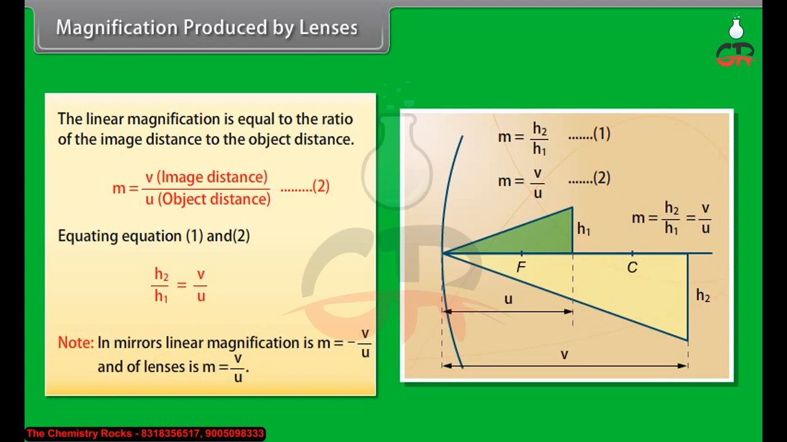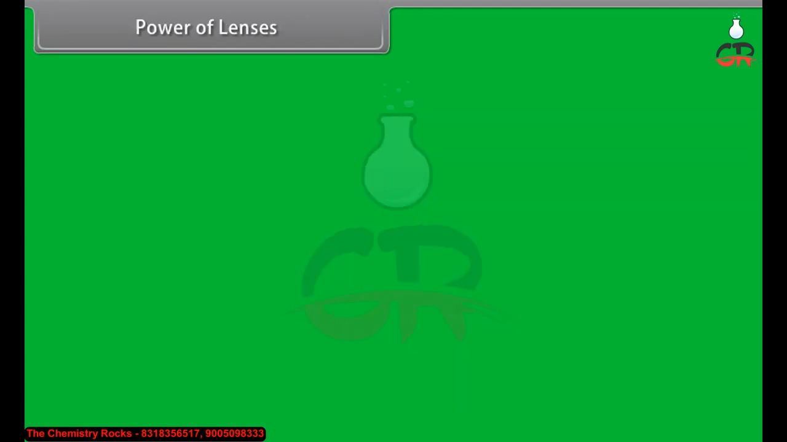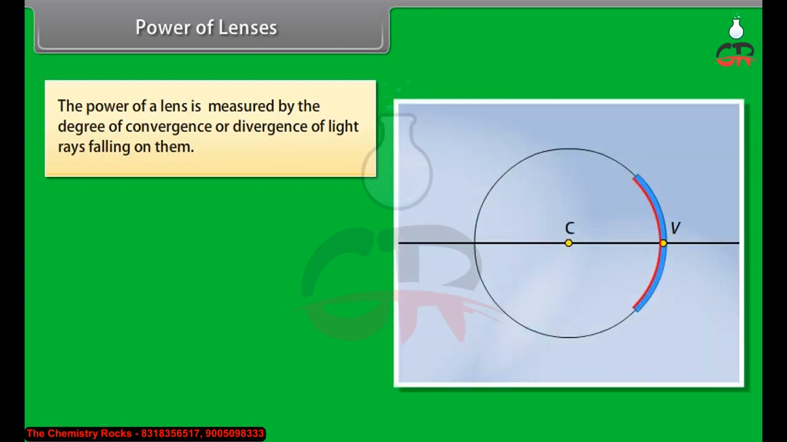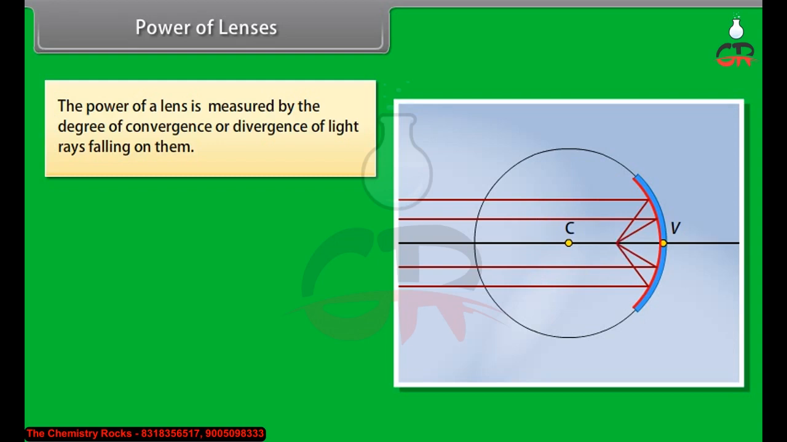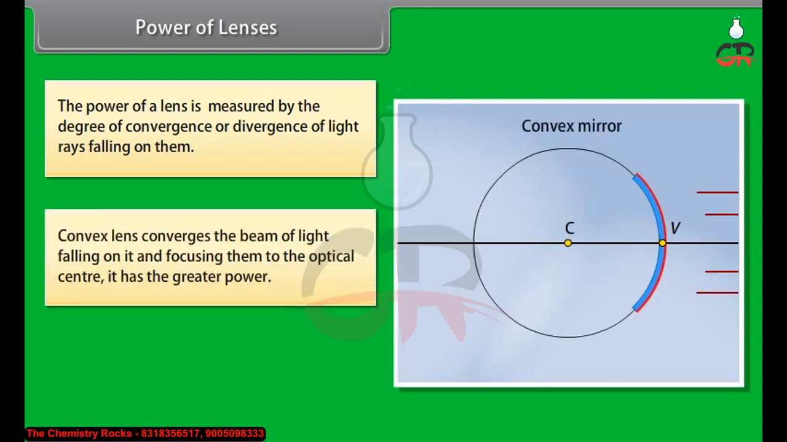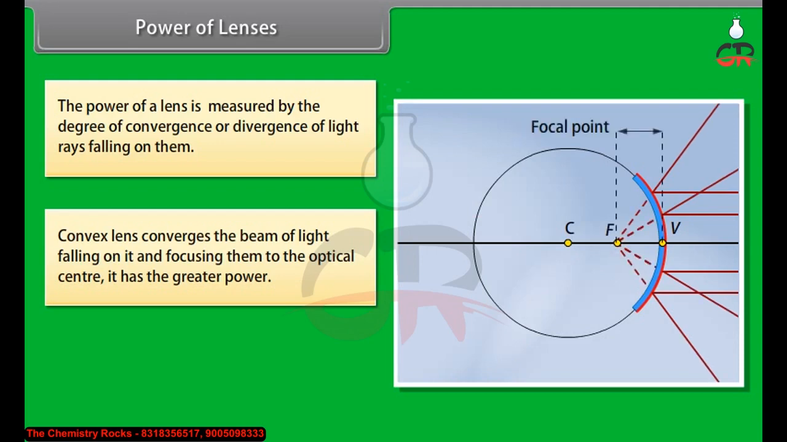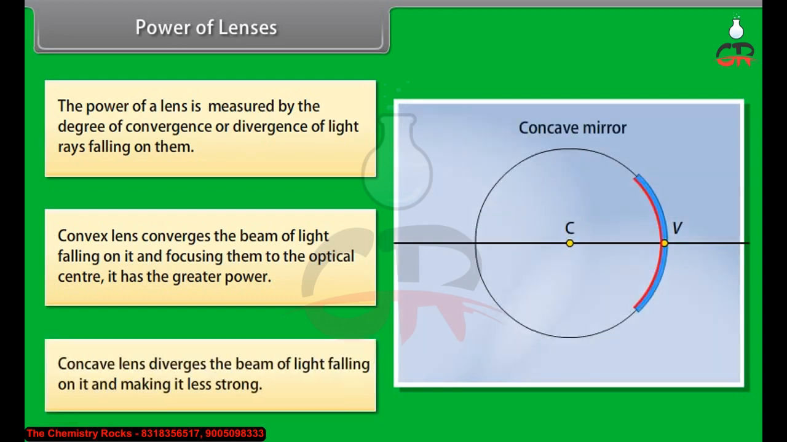Power of lenses. The power of a lens is measured by the degree of convergence or divergence of light rays falling on them. A convex lens converges the beam of light falling on it and focuses it. It has the greater power. A concave lens diverges the beam of light falling on it, making it less strong.